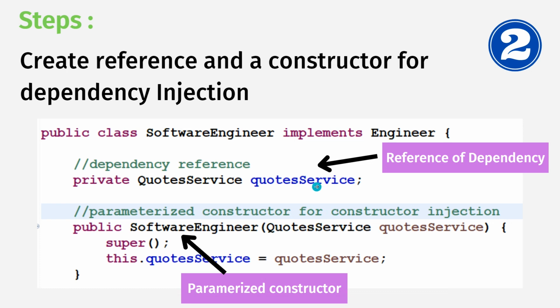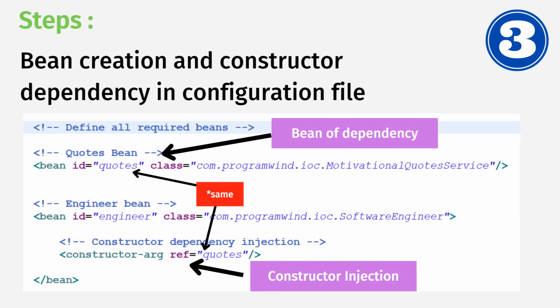So are we clear with it? The second step is an easier step: create a dependency reference and create a parameterized constructor which will take an argument of type quote service and then initialize with the same. Got it? And the third step is our very important step, that is the configuration file. Okay, so we have to create bean and constructor dependency inside the configuration file.